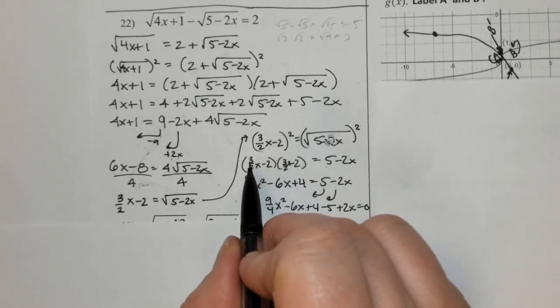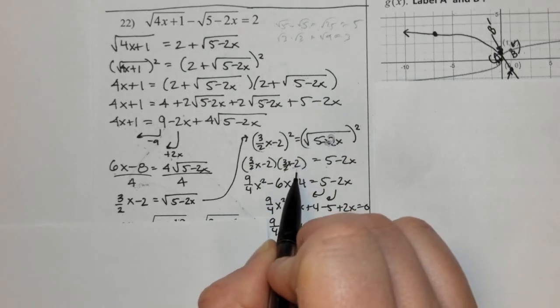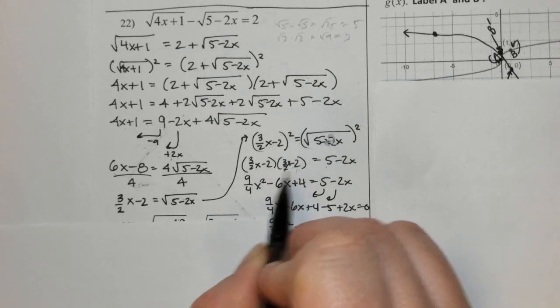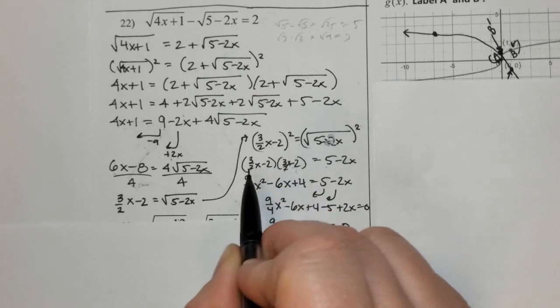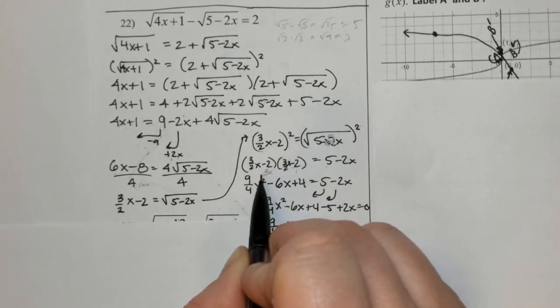Okay, FOIL. Now the outside, I have 3 halves times 2. Remember, this is really like a 1 underneath. So I have 6 over 2. Well, 6 divided by 2 is 3. I'm going to write 3 and I have an x.